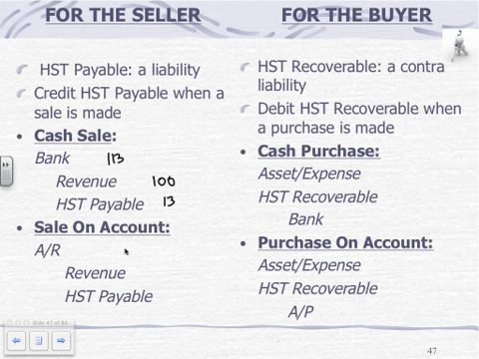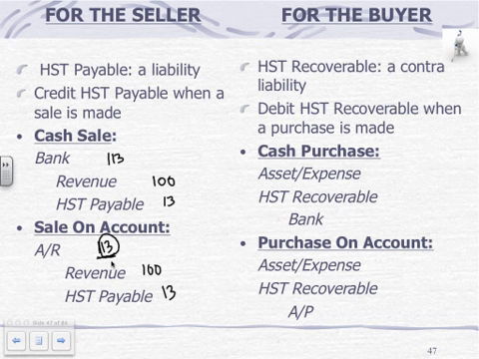Now, if you make a sale on account, it's the exact same thing, only instead of using bank, you're going to use accounts receivable. So again, it's 113. Even though you have to collect the full 113 at a future date from the customer, you only do get to keep 100 of that. This $13 you have to give to the government.